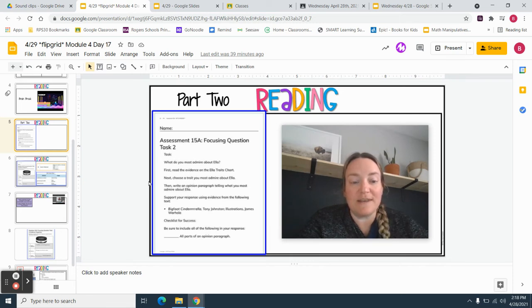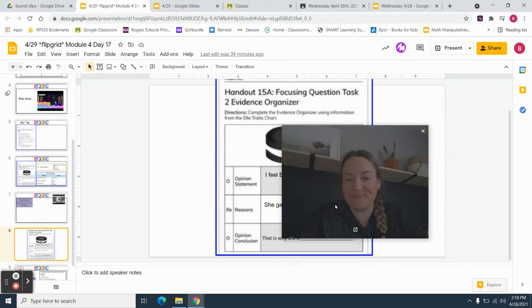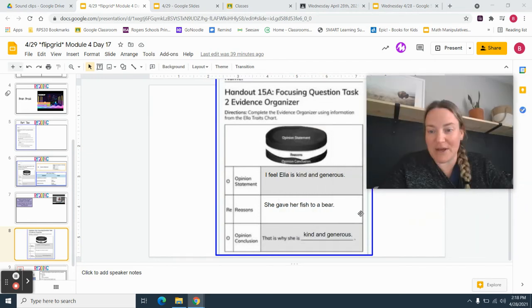Your checklist for success is be sure to include all of the following in your response, and that is all parts of an opinion paragraph, which yesterday, whenever we went over our organizer, we did that. We talked about all the parts of an opinion paragraph. Yesterday, I shared an example with you when I filled out my copy of the organizer. Let's take a look at that. All right, here we go.